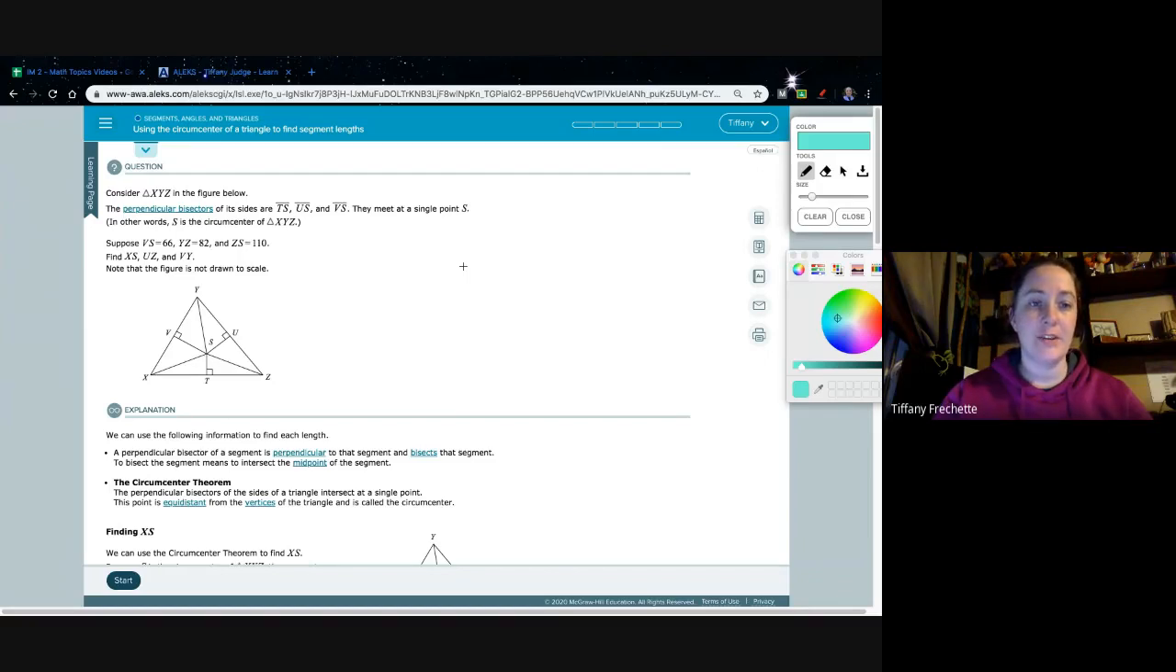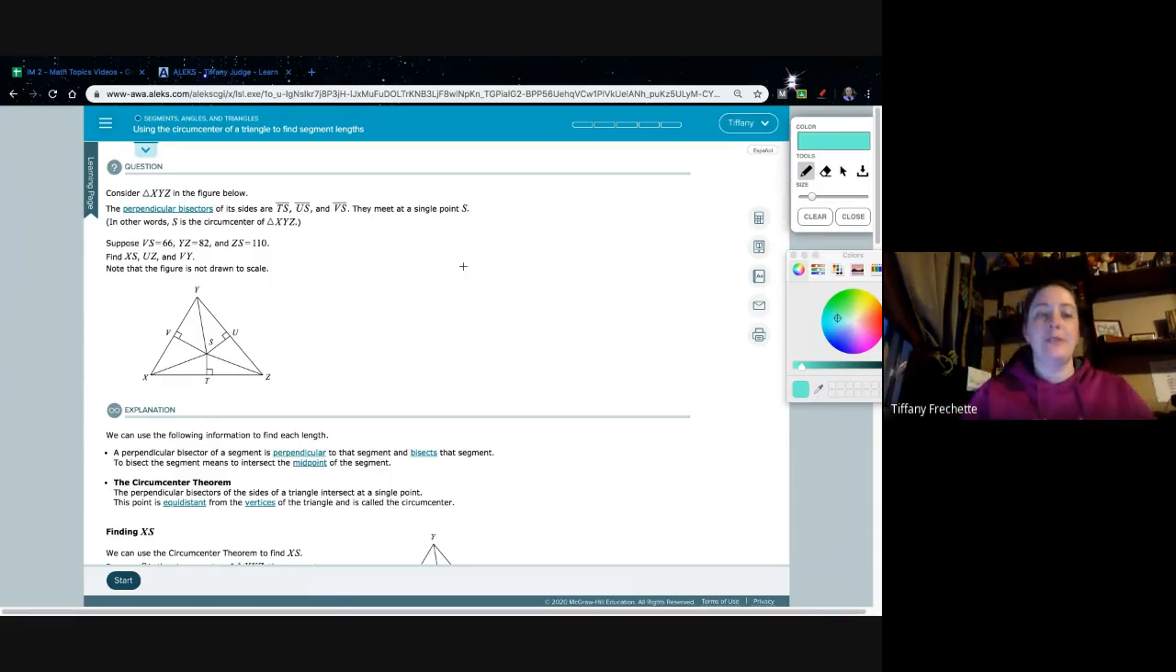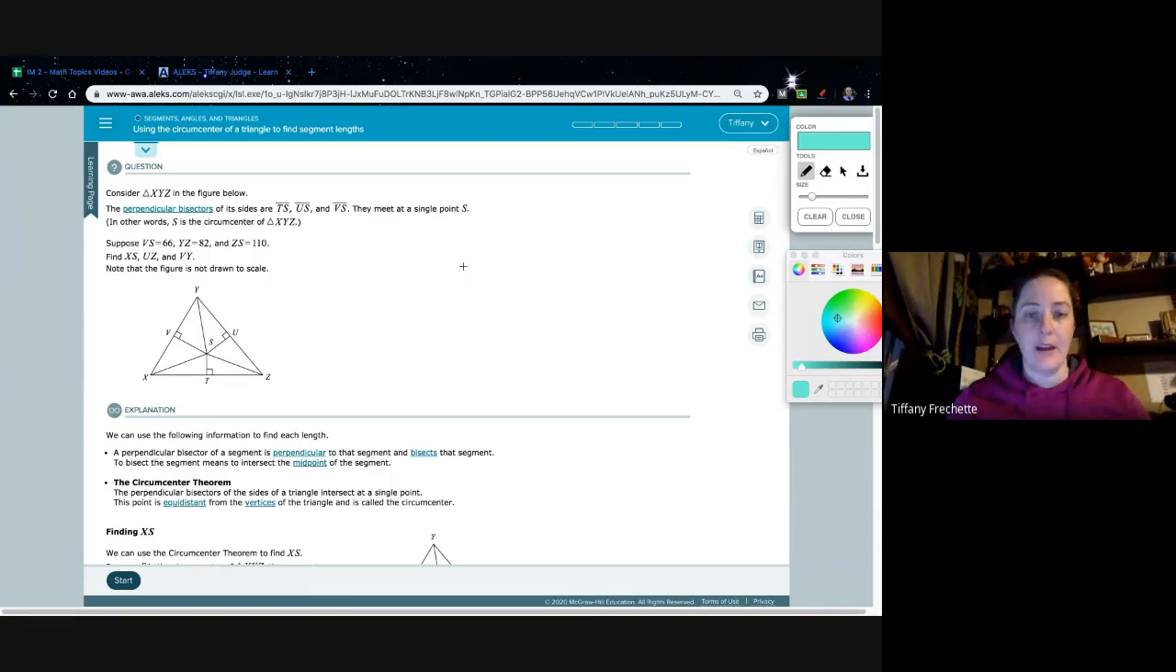Using the circumcenter of a triangle to find segment lengths. So we would need to know what a circumcenter meant. And I know that sounds very close to another word. We say circumcenter.